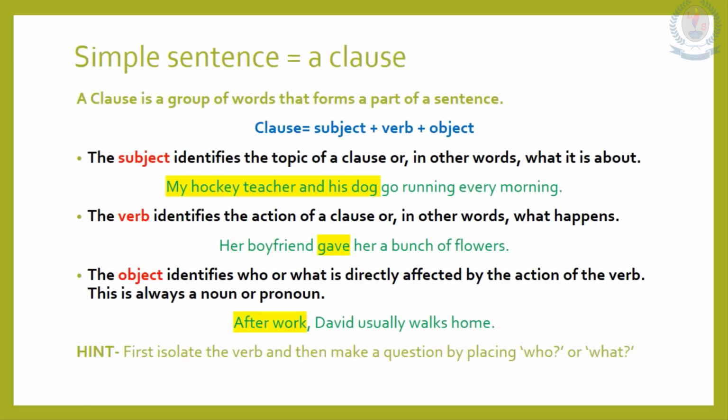Simple sentence equals a clause. So a simple sentence, another word for a simple sentence is a clause, right? This is mostly just 2 or 3 words, mostly 4 words that are put together but they form a sentence, right? So a clause is a group of words that forms a part of a sentence. And a clause is made up of a subject, verb and object, right? So, for example, the boy ate the chocolate.